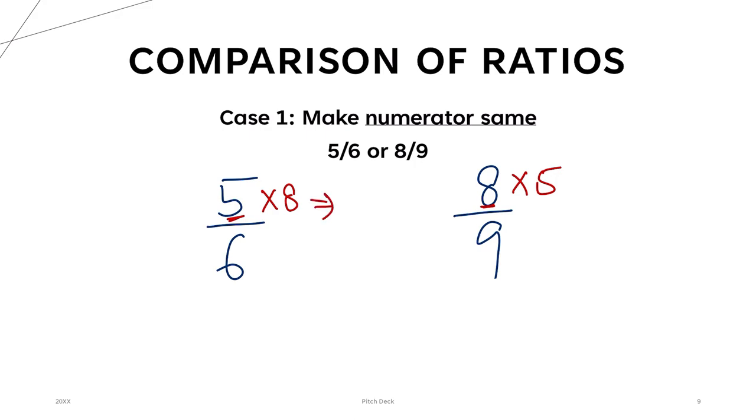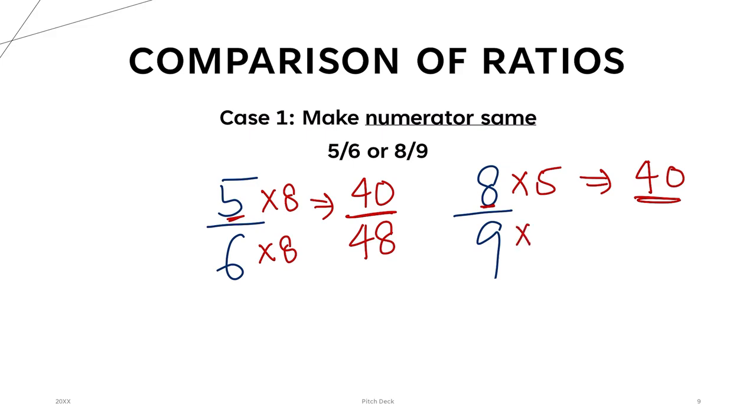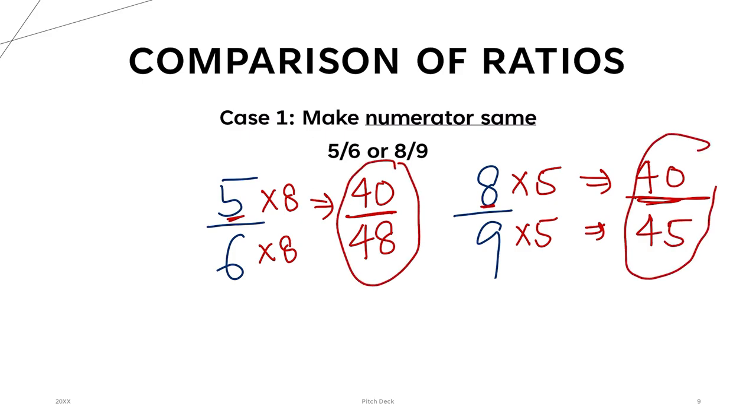When I multiply 5 by 8, I will get 40. When I multiply 8 by 5, I have got 40. I hope this is clear. This is how we made the numerator the same. Multiply numerator and denominator by the same quantity. So 8 sixes are 48. So we will get 9 fives are 45. Now we have 40 by 48 and 40 by 45.